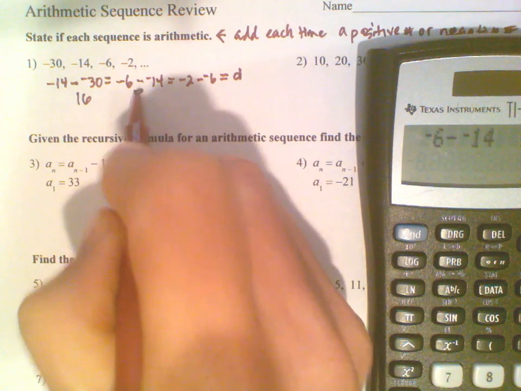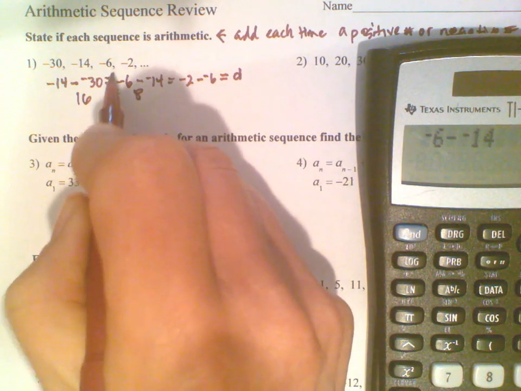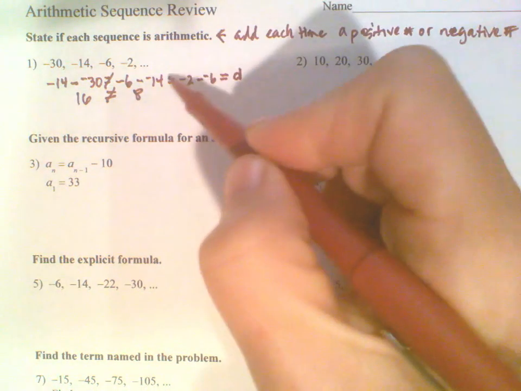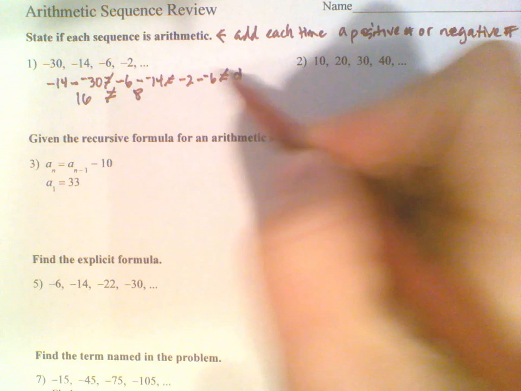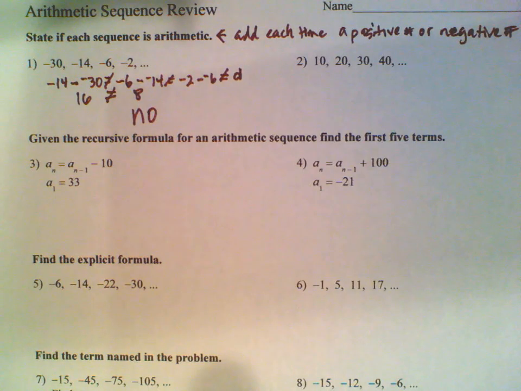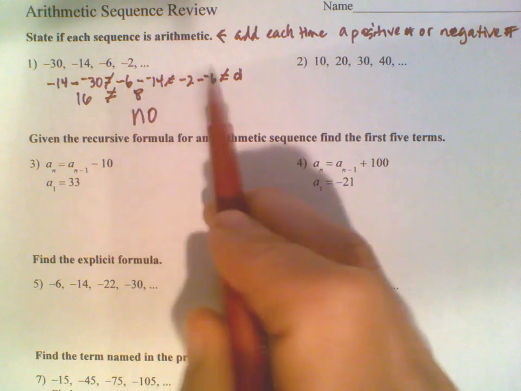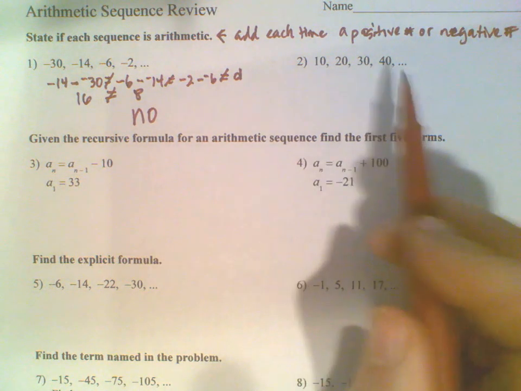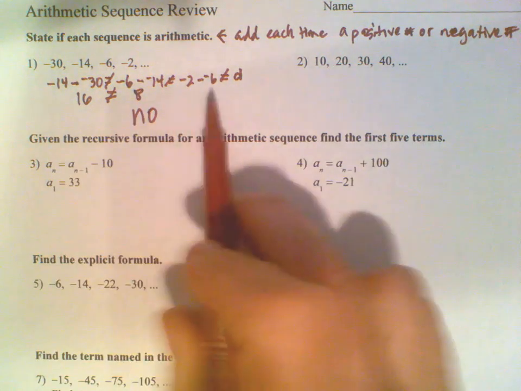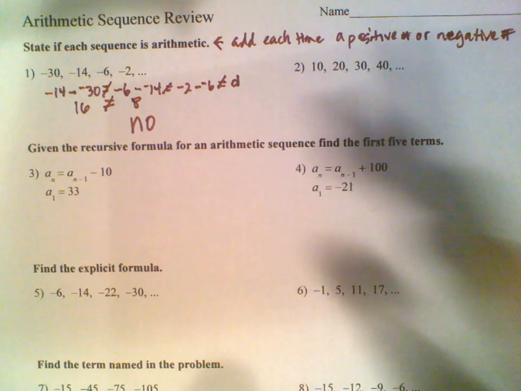Well, I can stop right here because these are not the same. And if these are not the same, then none of these are equal, and there is no D, so there is no as my answer. This is not an arithmetic sequence. Sometimes it's more obvious and you won't have to go through this step, but this is a way to get around it. If I can't tell, go ahead and do that.